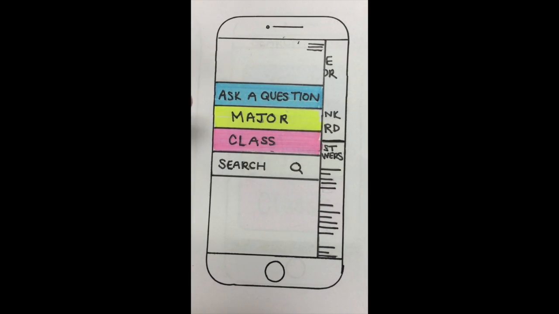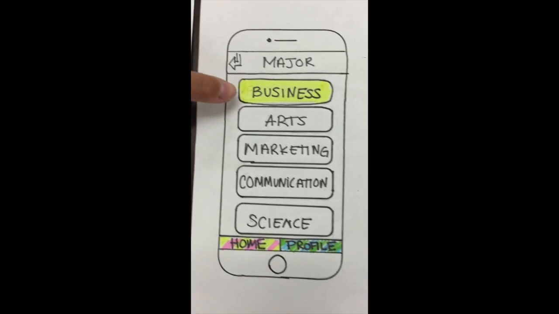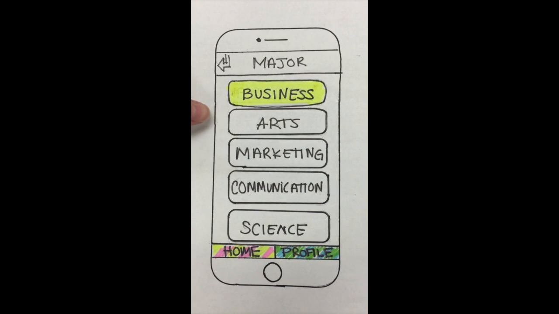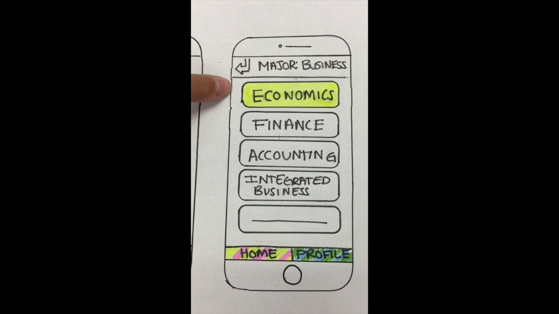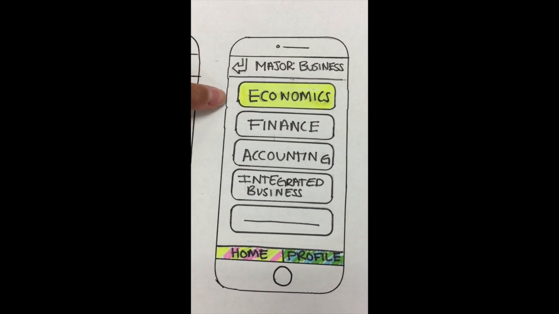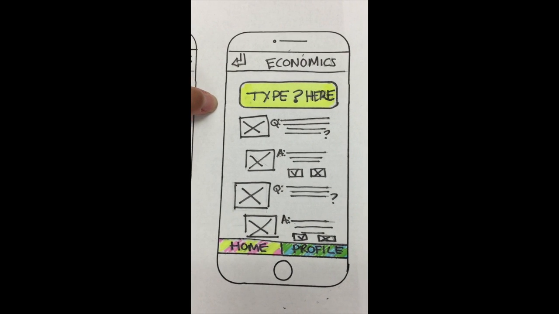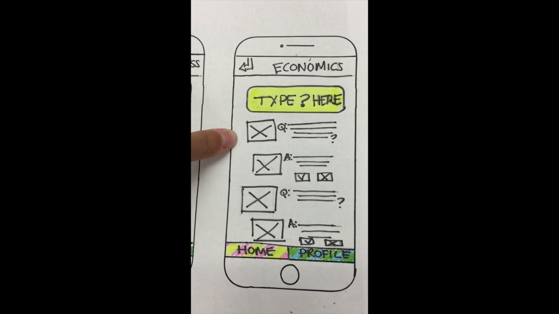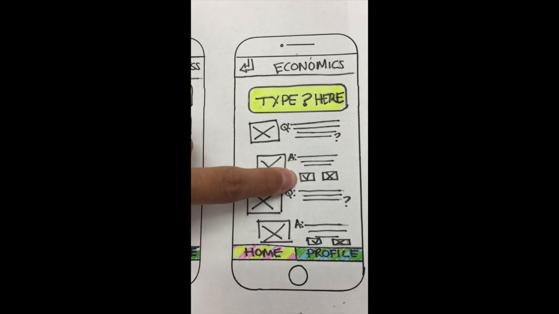And then there's also the option of hitting Major. And it takes you to this next screen where the major is broken down into different categories. So you can hit Business. And in Business, there's also other categories which you can pick from, and then you can click Economics. And it takes you to the economics page where you can type your question, or you can see the questions that have already been asked and see if they're helpful. And you can actually vote on whether or not they have been helpful for you.